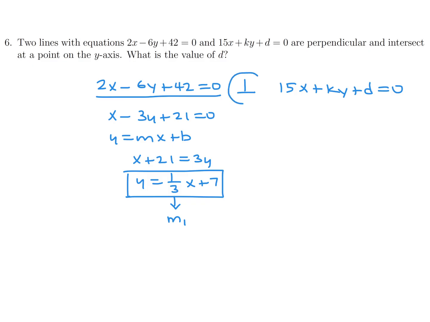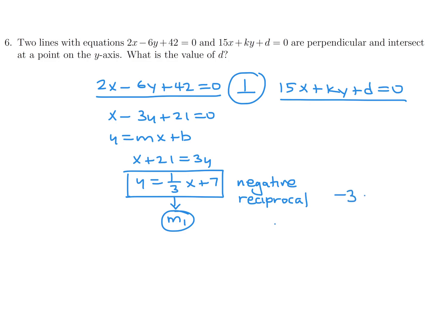Now, since this line is perpendicular to that line, this line would have the slope that is the negative reciprocal of this slope, which is 1/3. And the negative reciprocal of 1/3 is minus 3. So that will be the slope of this line right here.